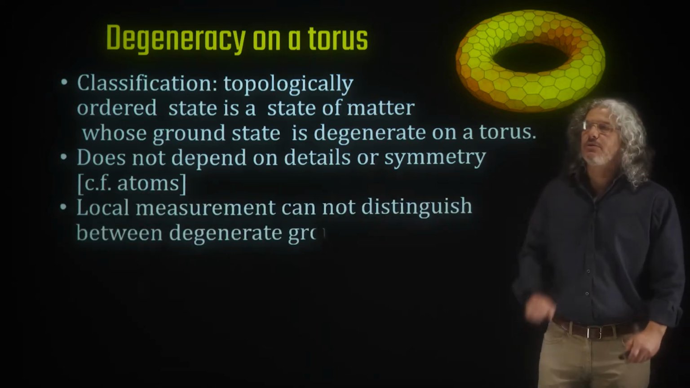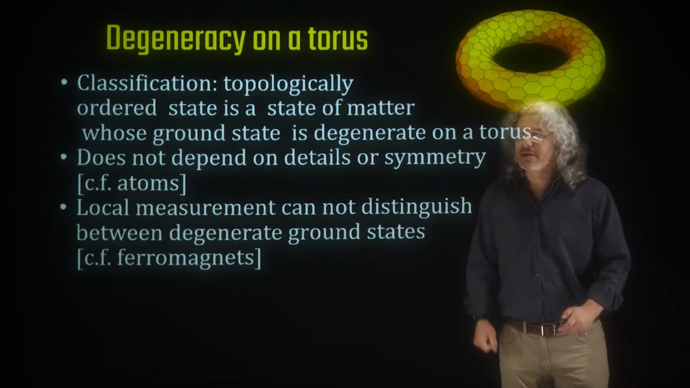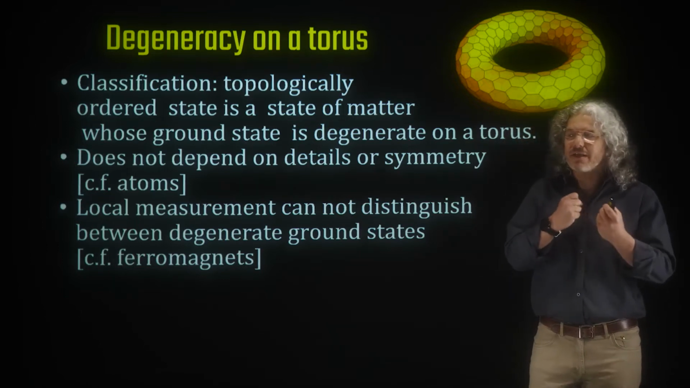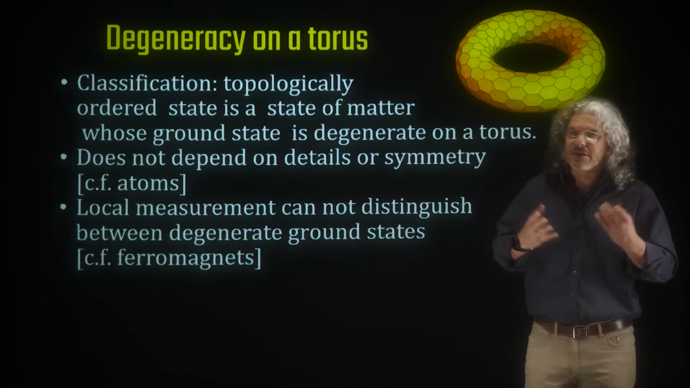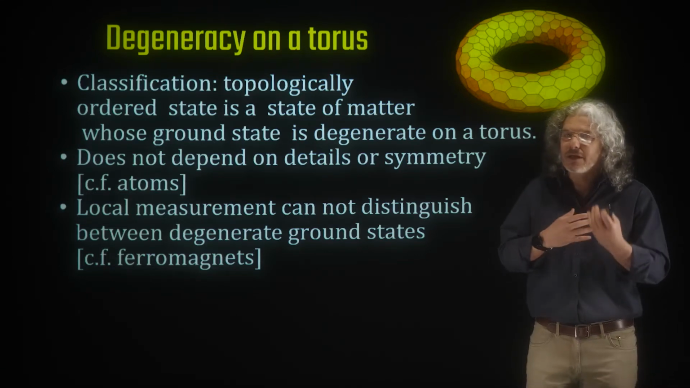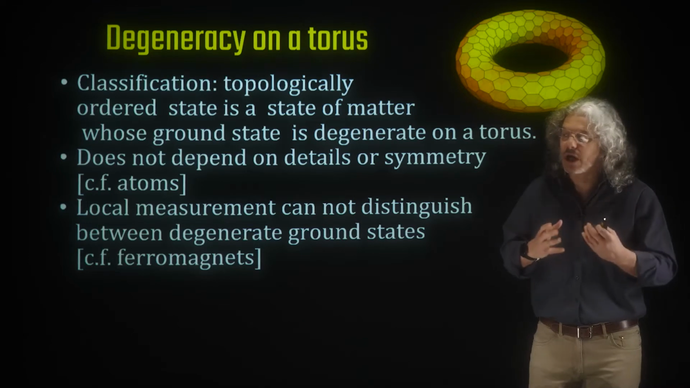Another important thing to know about this topologically ordered state is that local measurements cannot distinguish between degenerate ground states. So we have two ground states which are different in certain properties, but in order to distinguish between them, we have to perform a non-local measurement.